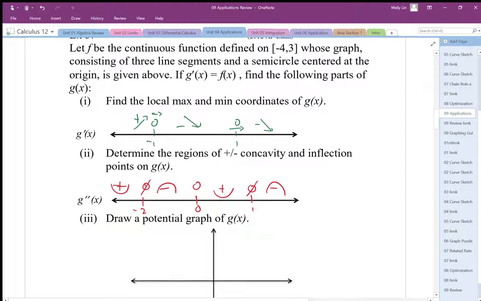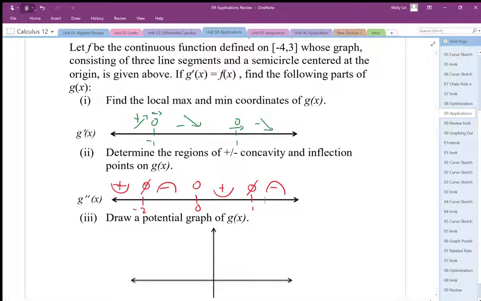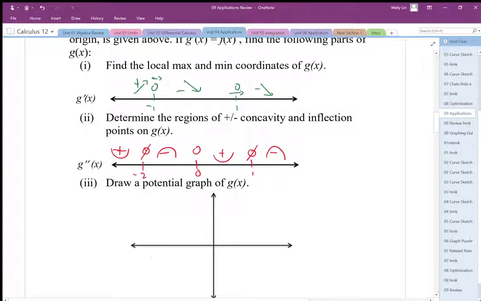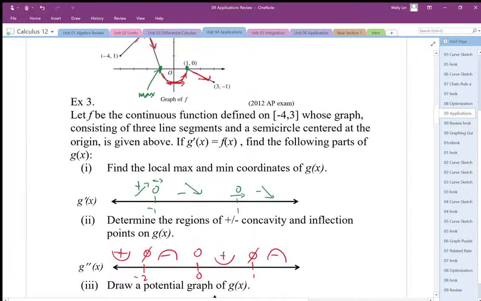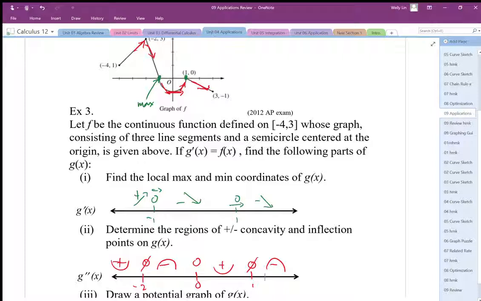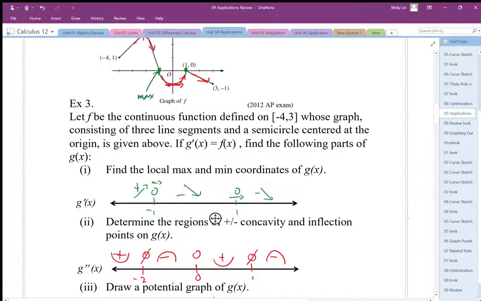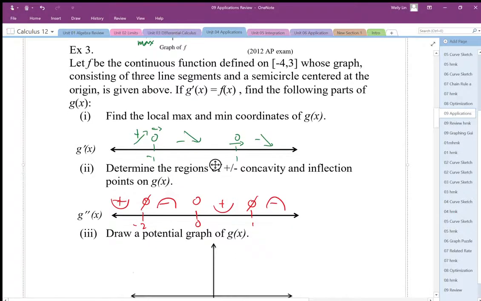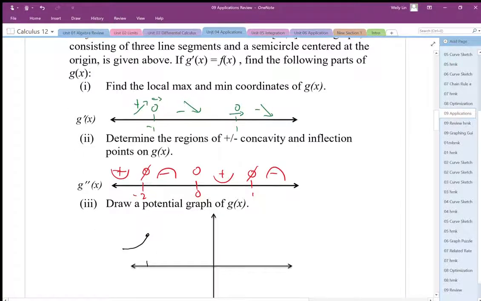Now, what's the potential graph of this going to look like? We have to kind of imagine what's going on here. It's going up, and yeah, we've got up, it's all positive and positive concavity. So it's going up to -2. It's going to change concavity and get a max at -1.